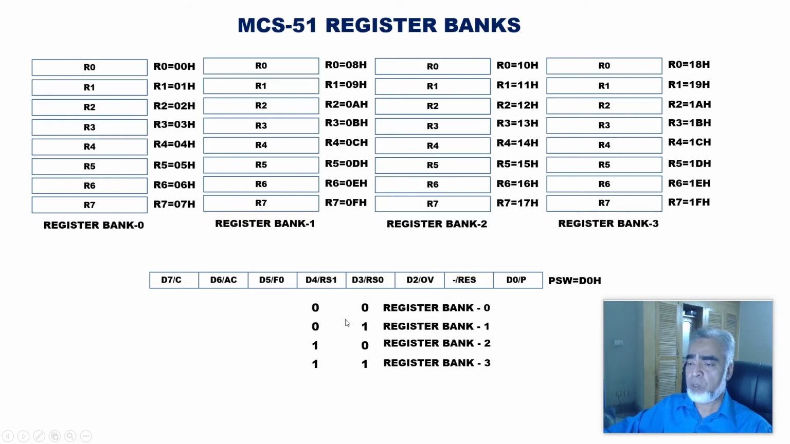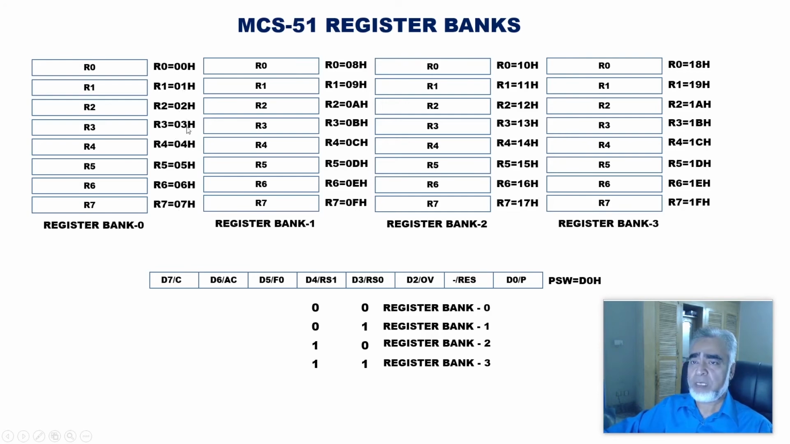If D3 is 0 and D4 is 1, that is RS0 and RS1, then register bank 2 will be selected. And if both these bits are 1, that is RS0 and RS1 are 1, then register bank 3 will be selected. What are these locations, that is 00H, 01H, 02H, and say 1FH?